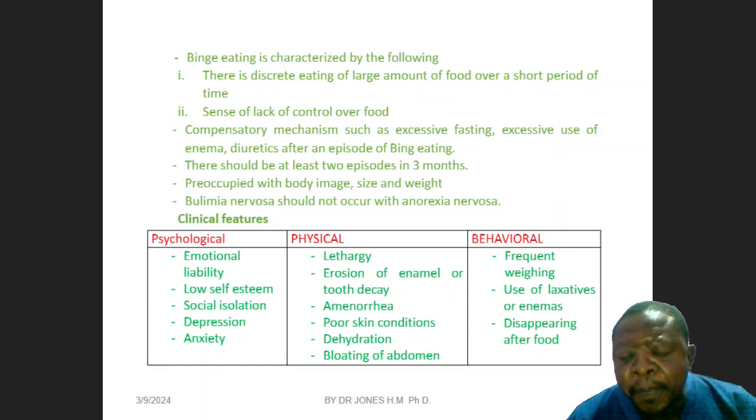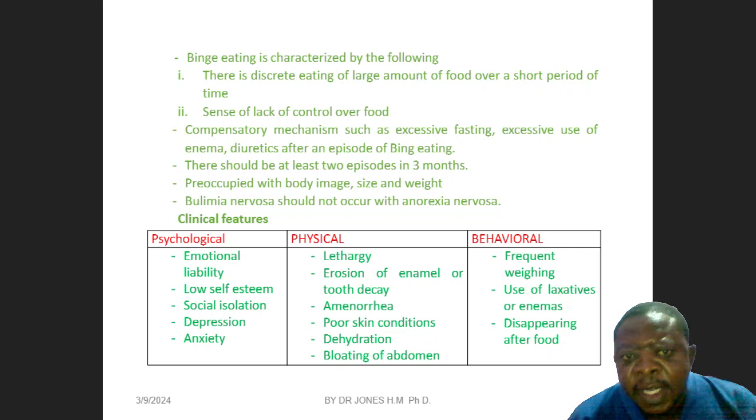The other part that we shouldn't miss in the diagnostic criteria is that bulimia nervosa should not occur with anorexia nervosa. It is very important. So in bulimia nervosa, patients eat a lot, but they have a defense mechanism of vomiting or inducing vomiting or taking enemas. Okay, so now let's look at clinical features.